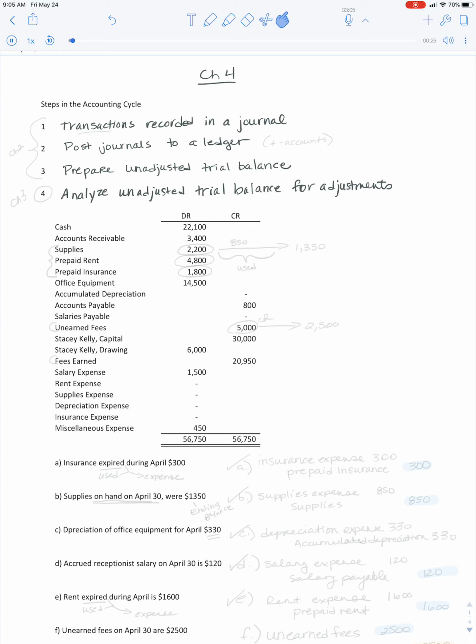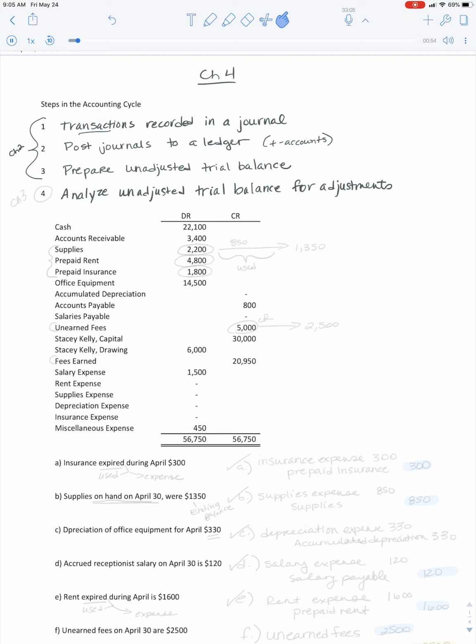transactions recorded in a journal, post the journals to a ledger, and prepare an unadjusted trial balance. You did all this in Chapter 2. So we had transactions. We used T accounts to post these to a journal. So in real life, we would post these into a ledger and some kind of accounting system. But we're doing that here just with a T account to indicate that we've posted them.